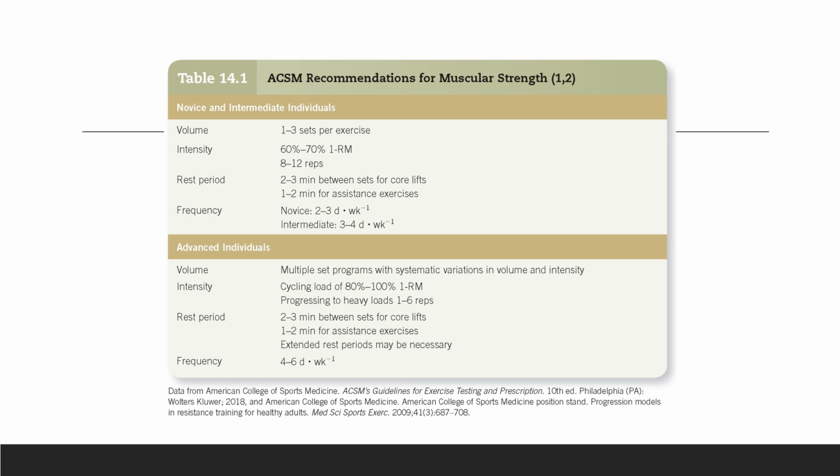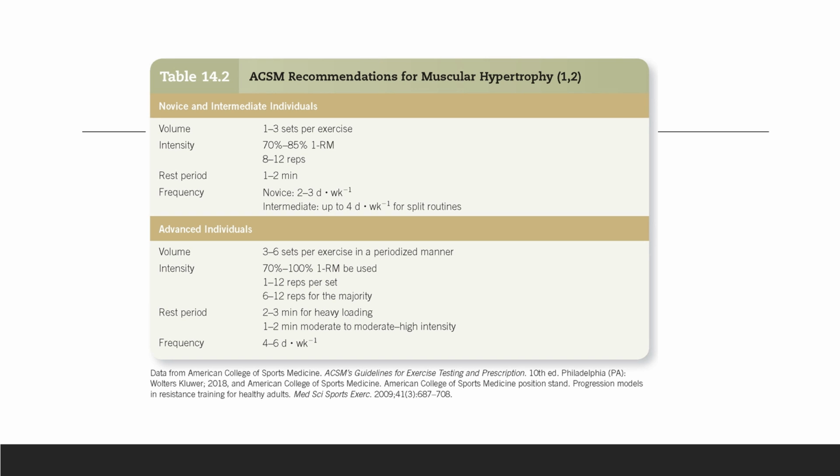For more advanced individuals, you can do multi-set programs with systematic variations in your volume and intensity, doing a cycling load of 80 to 100% of the 1RM and progressing to heavier loads of 1 to 6 reps. Again, same rest period for strength gains, but you may want extended rest periods if necessary. You can do this particular workout 4 to 6 days per week, making sure to alternate between lower body and upper body, or split.